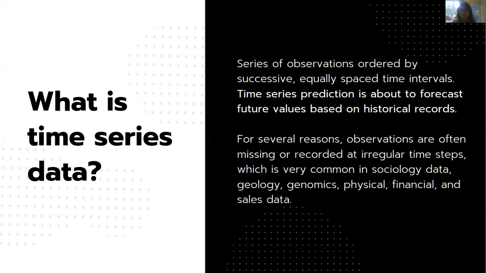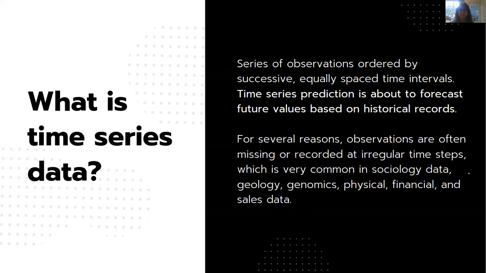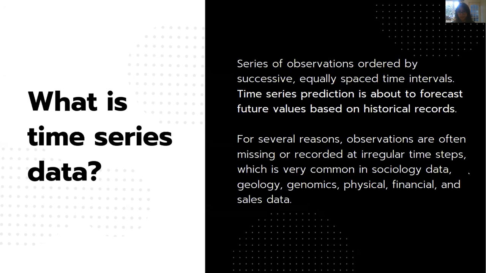So what is a time series? Well, let's start by defining this type of data, because it's really different from other types of data. You have image data, you have financial data, etc. You also have time series data, which is identified by the order of observations. This type of data is a series of observations that are ordered successively in time, at equally spaced time intervals.